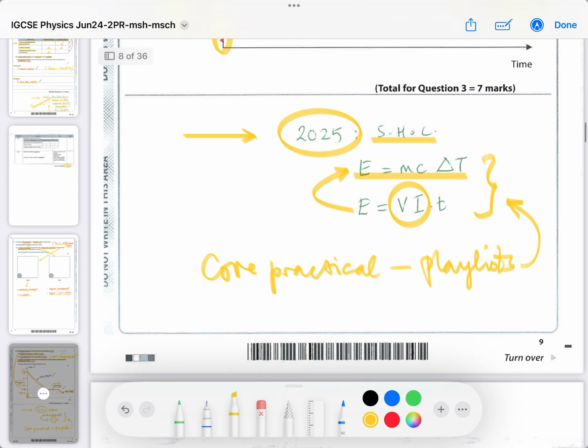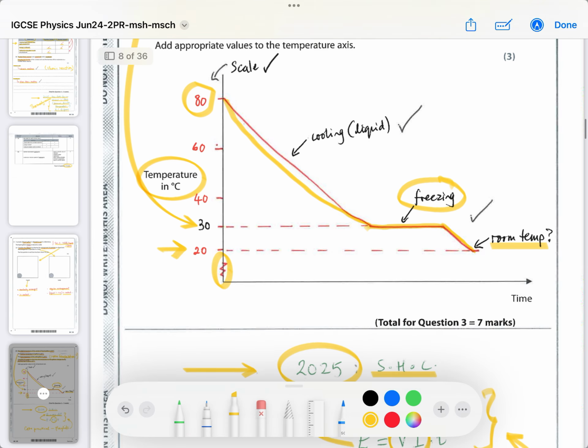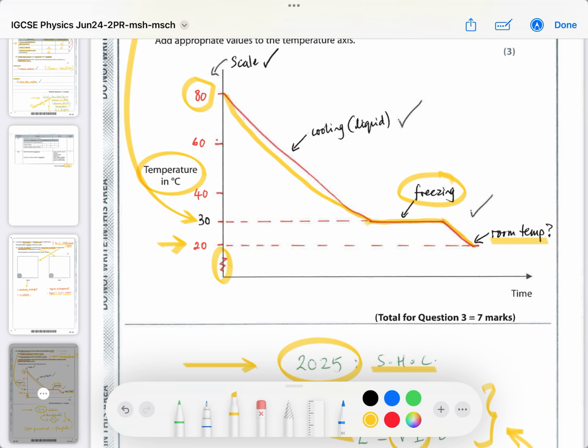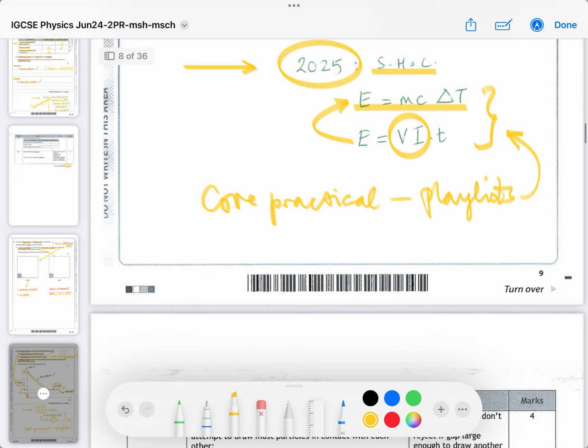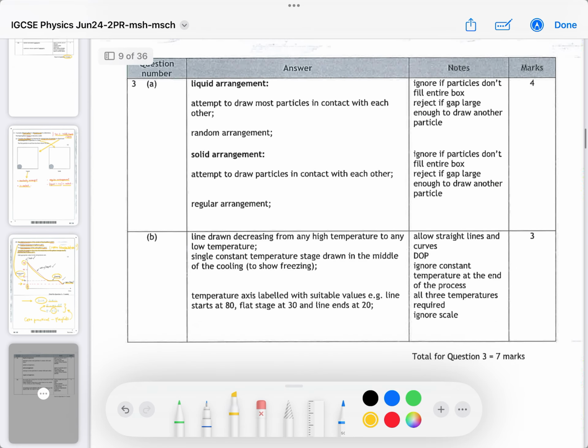Okay, they could also give you another change of state graph like this. So these are quite common in paper 2. So change of state or specific capacity. So question 3, the mark scheme is here. I'll let you stop the video if you want to go through it.